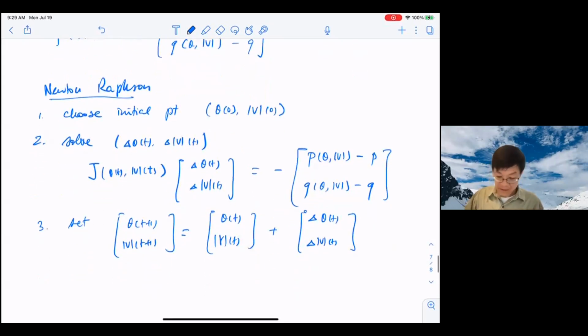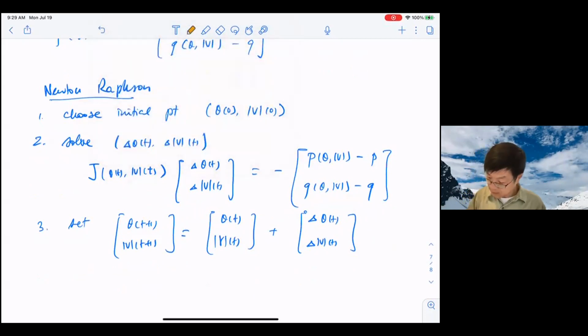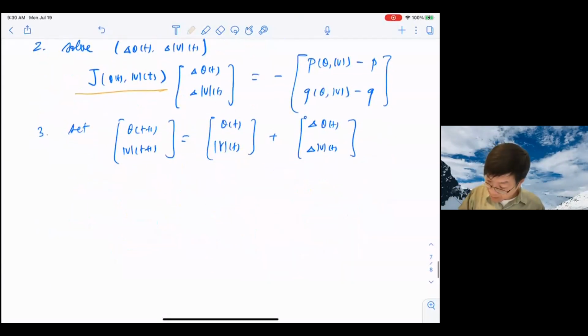Okay, so you just repeat until some stopping criteria is satisfied. So in this step, the difficult and important step is computing the Jacobian. And then once you have the Jacobian, you have to solve this linear equation. So the fast decoupled algorithm is the following observation.